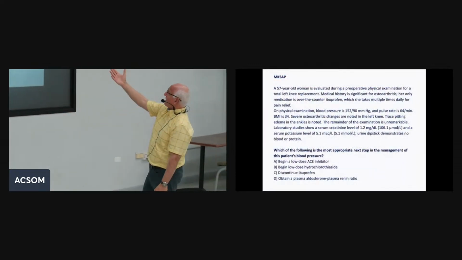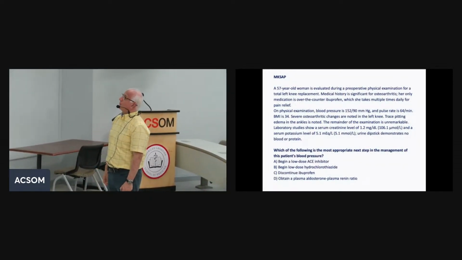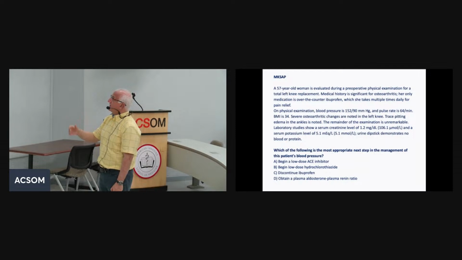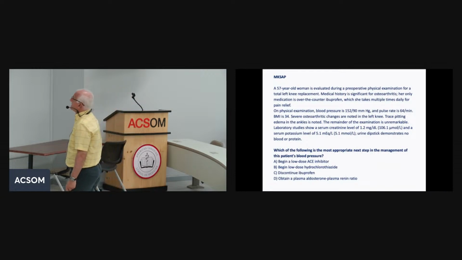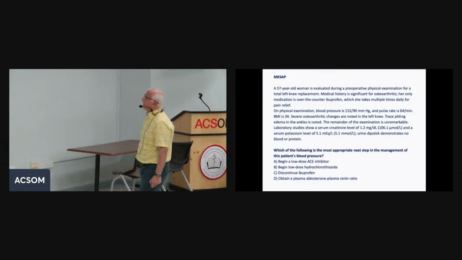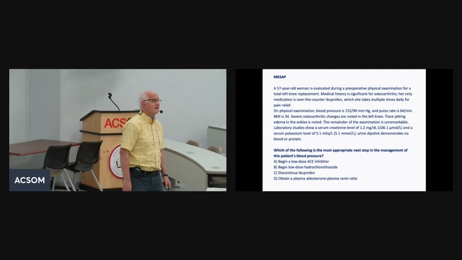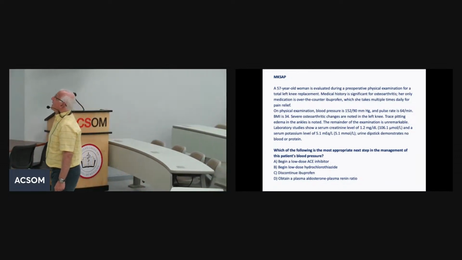Let's do it. A 57-year-old lady, preoperative physical exam for a total knee replacement procedure. Medical history is significant for osteoarthritis. Her only medication is over-the-counter ibuprofen, which she takes multiple times daily for pain relief. On physical exam, blood pressure is 152 over 90. Is it considered hypertension? It is, yes.